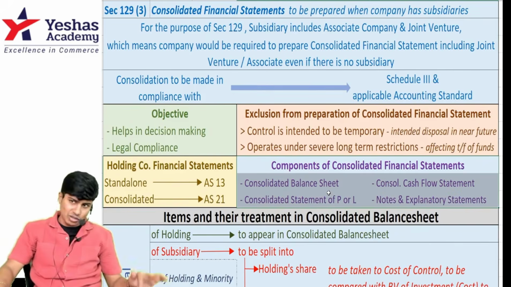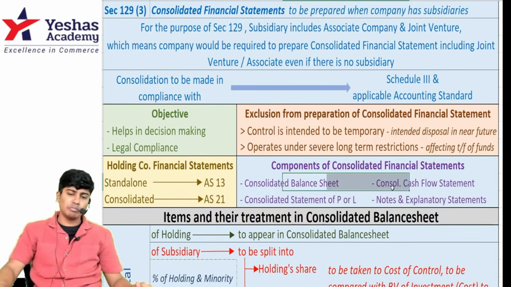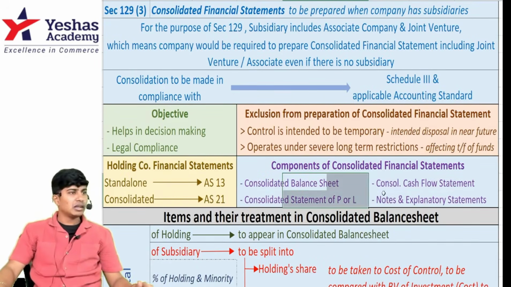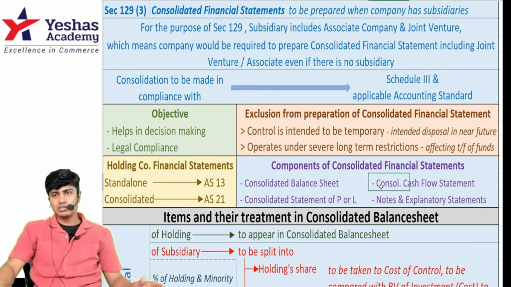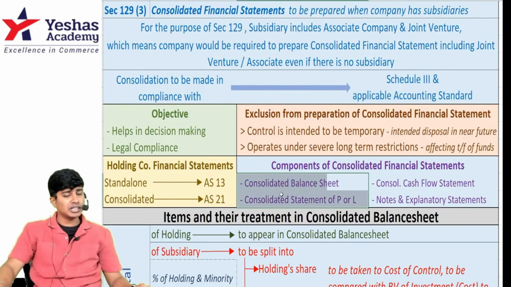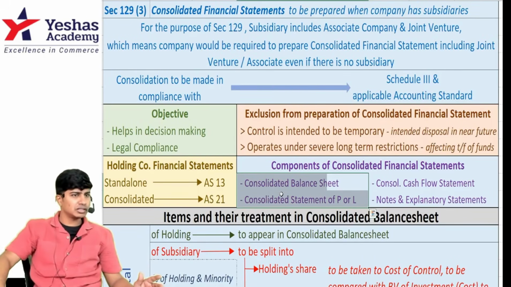Everything together. But in your CA Intermediate, you have questions on balance sheet and P&L. Cash flow statement, you don't have any questions. We'll do consolidation of balance sheet, consolidation of P&L. Balance sheet is what we'll be discussing for the next 10 or 12 hours.